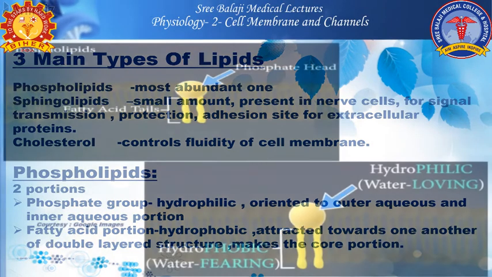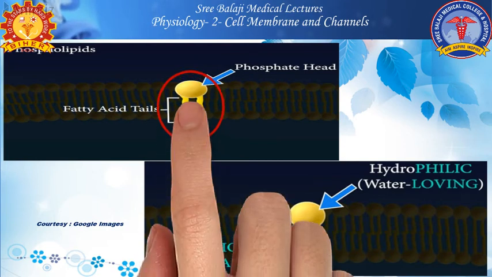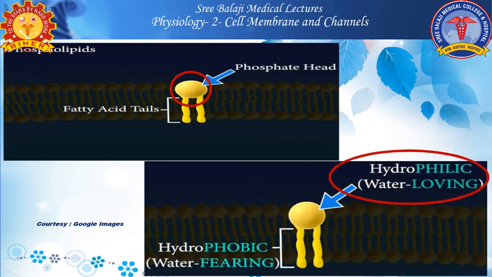Now let us see the phospholipids in detail. This picture explains the phospholipids. What you can see here is the phospholipid molecule. It is made up of two parts: one is the head part and the other is the tail part. As I have given here, the head part is mainly made up of phosphate group. This head part is hydrophilic in nature, that is, water loving. Hydro means water, philic is attraction, that is the water loving part.